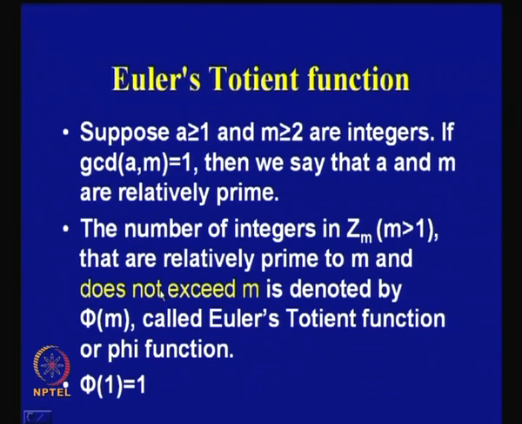So then we come to the concept of Euler totient function, which says that if a is greater than or equal to 1 and m is greater than or equal to 2 are integers, and if GCD(a, m) is equal to 1, then we say that a and m are relatively prime. Now the number of integers in Zm, where m is greater than 1, that are relatively prime to m and do not exceed m, is denoted by phi(m), which is also called Euler's totient function or phi function. So we'll start with this, define it in a recursive fashion, and it says that phi(1) is equal to 1.